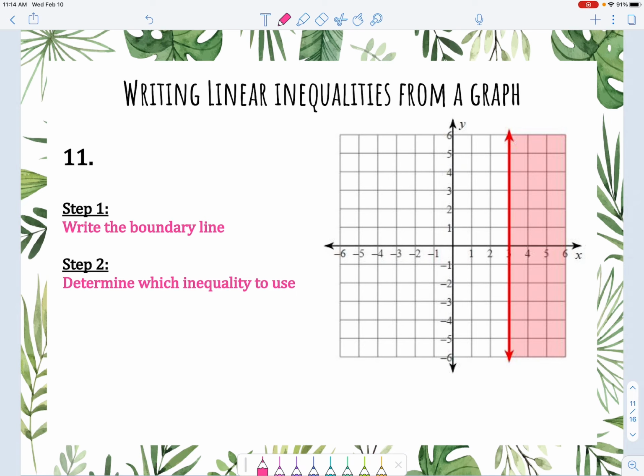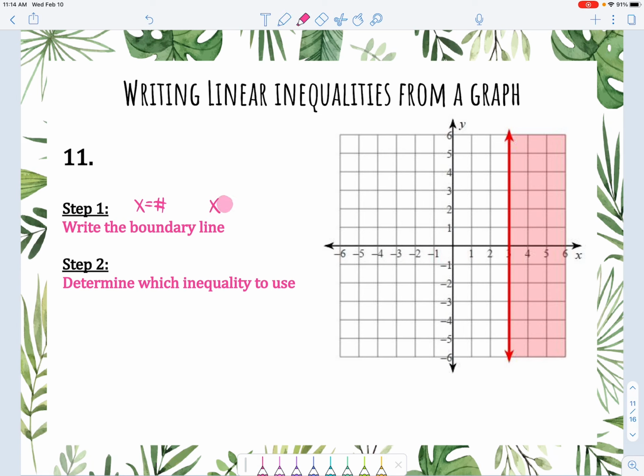Let's do another one. Now this one's going to be a little tricky because this is vertical, but there's a trick to it. For vertical lines, we can't use that trick that I just wrote down where you look and see if the shading's above or below, because for a vertical line, we don't have an above or below. We have a left and a right. Let's start by first identifying the boundary line. Vertical lines are going to be in the format x equals a number.